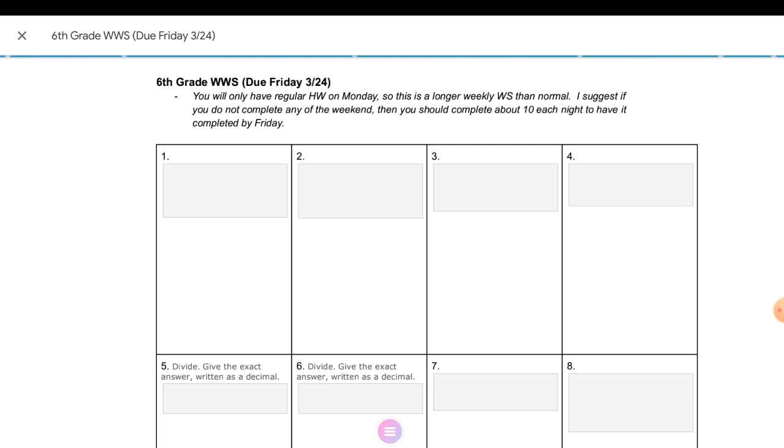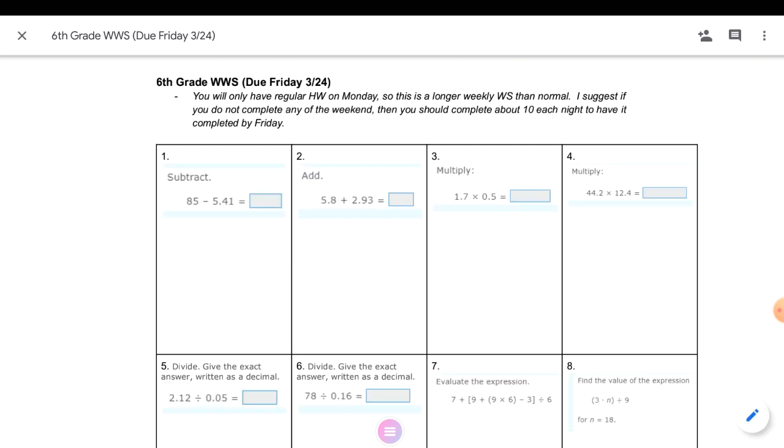Now, I'm going to read the top to you. It says you will only have regular homework on Monday. So, this is a longer weekly worksheet than normal. I suggest if you do not complete any of it over the weekend, meaning you get absolutely none done by Monday, you should complete about 10 each night.